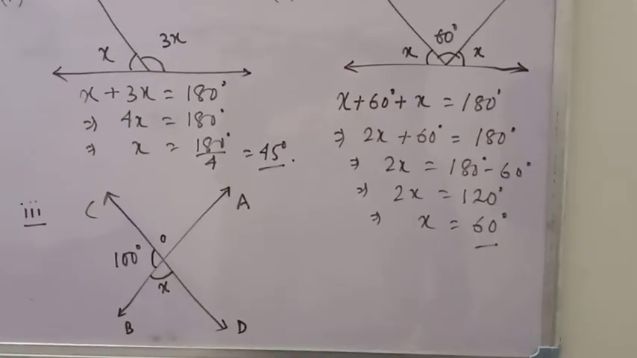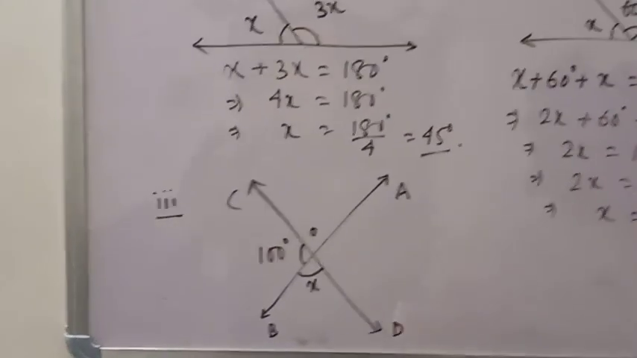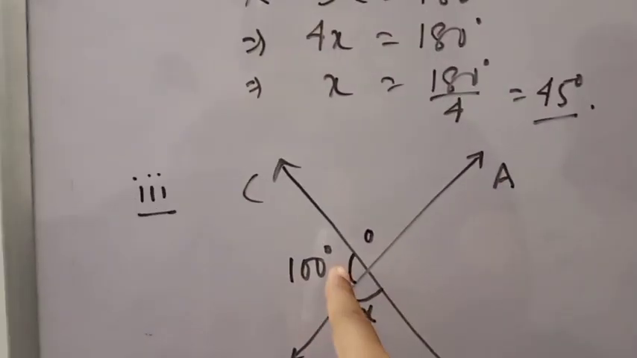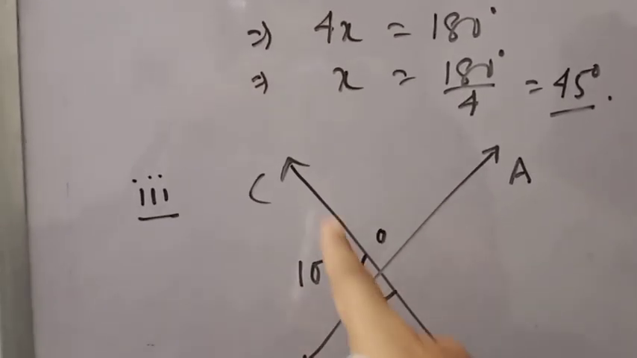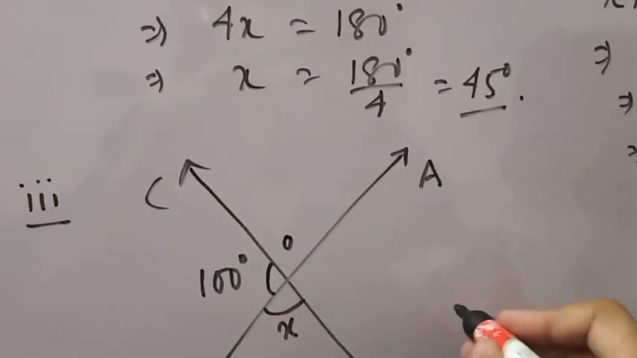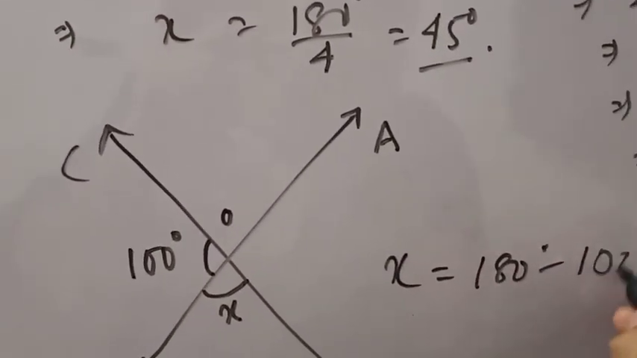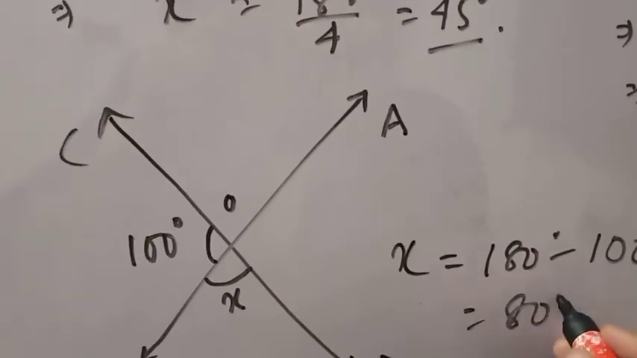Now the last one, number 3, see that these two angles are in linear pair. COD is a straight line, so these two angles are linear pair. So we can write x equals to 180 minus 100, that is 80 degree.